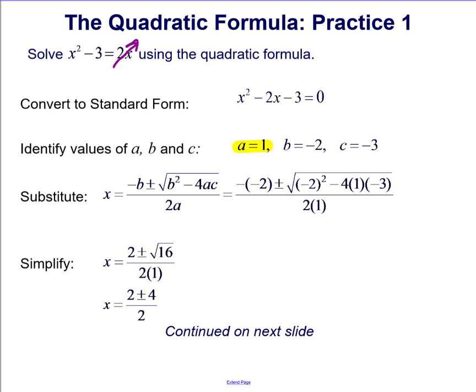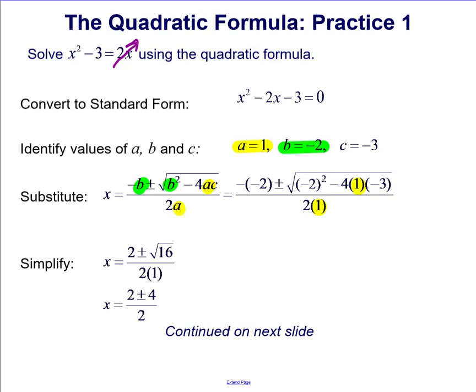That means in my quadratic formula down here, everywhere I see the variable a, I replace that with the number 1. Next, I identify my value for the variable b. In this case, b is the coefficient of my x term. Minus 2 means that b is equal to negative 2. So everywhere I see the variable b, I replace that with negative 2.